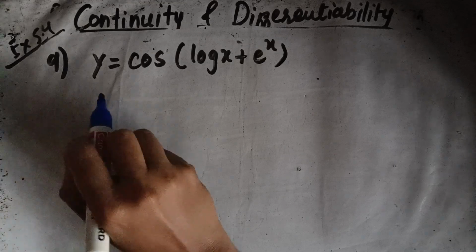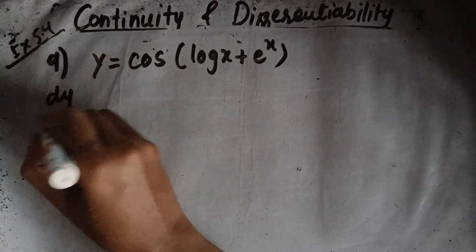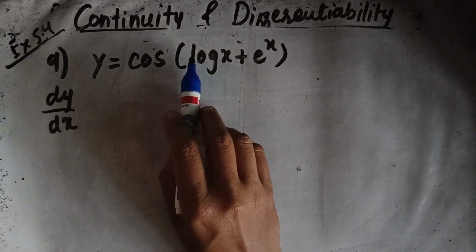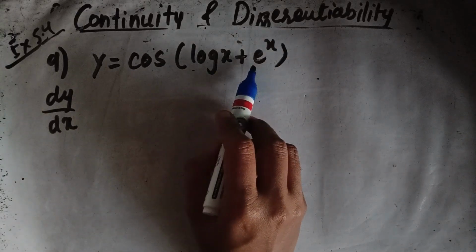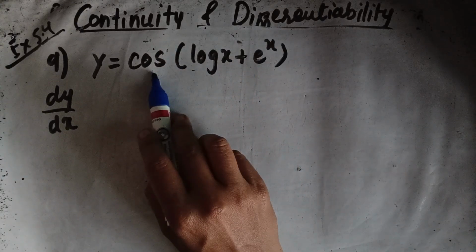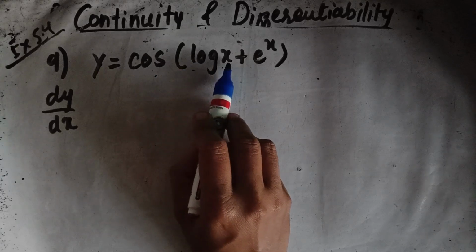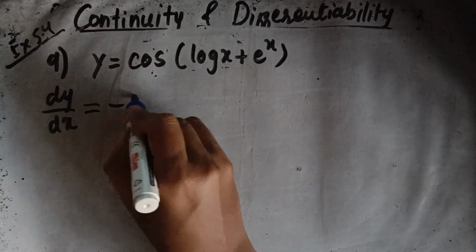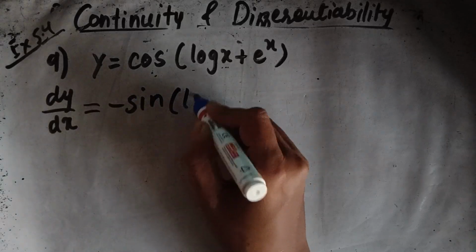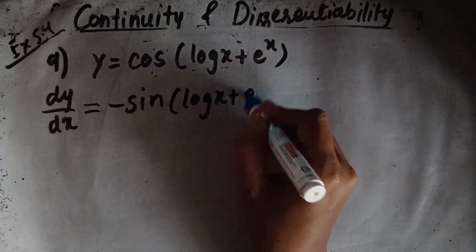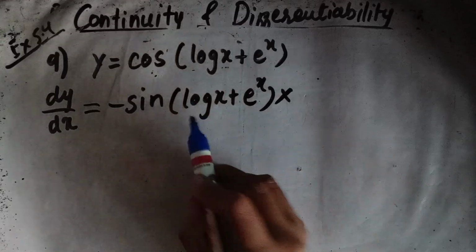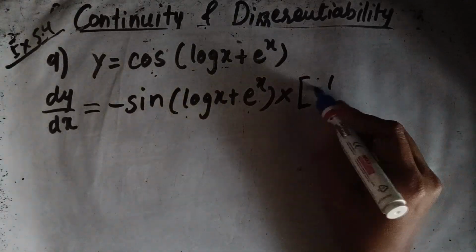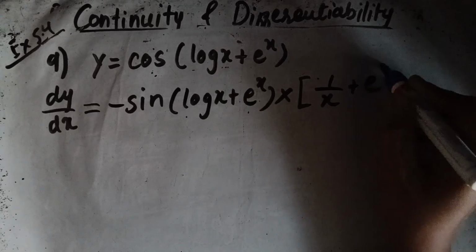Next question. So dy by dx. You can take this cos. This is an angle, right? So first you have to differentiate cos, minus sine, angle remains same, and then you have to differentiate this too. And these are addition. So log x is 1 by x and e raised to x is e raised to x.